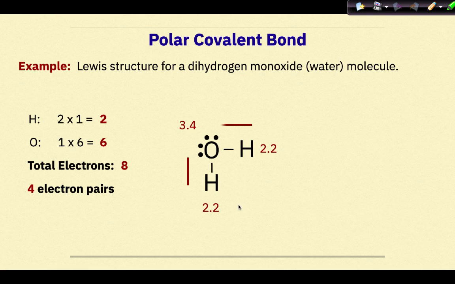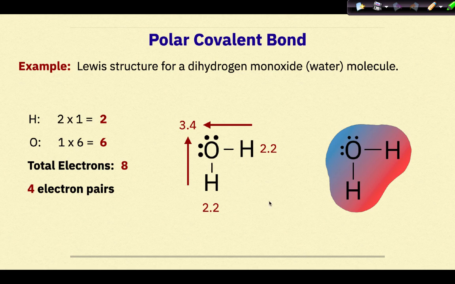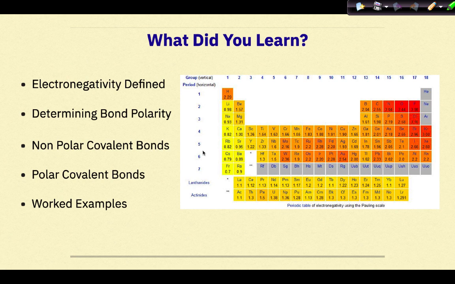Now we'll put in our polarity arrows, going from the less electronegative to the more electronegative. This shows that the bonds are polar and that the electron density will be closer towards the oxygen. This again can be represented in an electron density model, with the oxygen being slightly negative and the hydrogens being slightly positive.